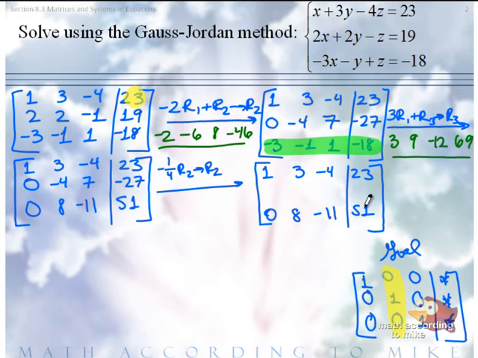What is negative 1/4 times the second row? 0, 1, negative 7/4, 27/4.